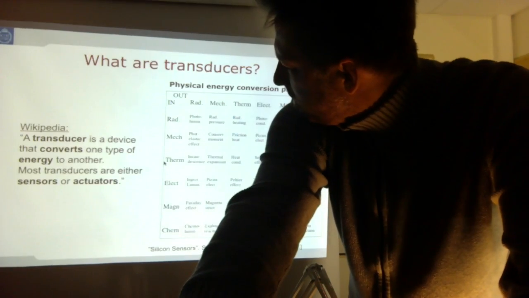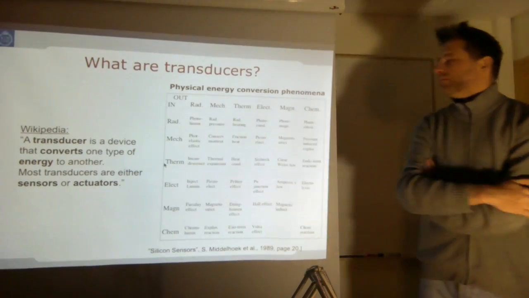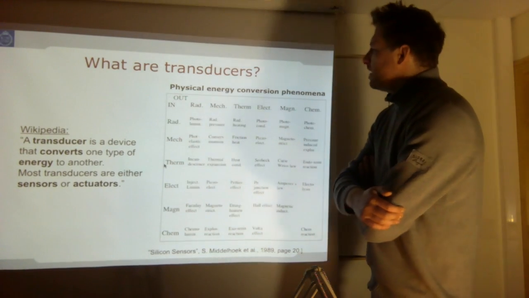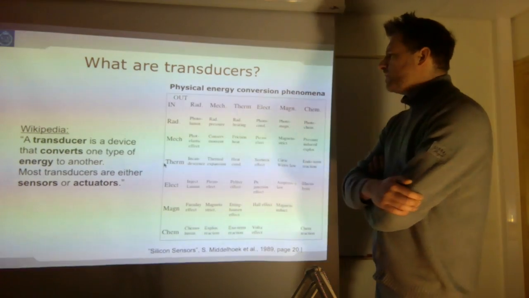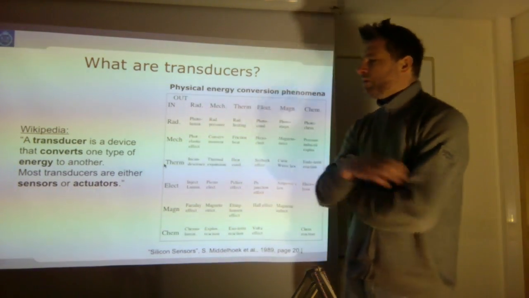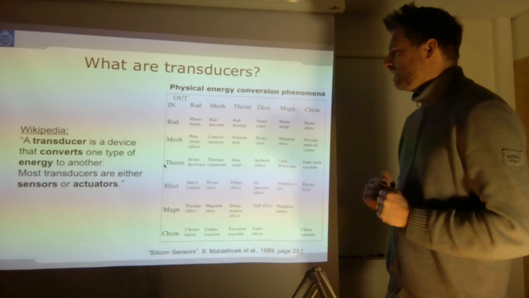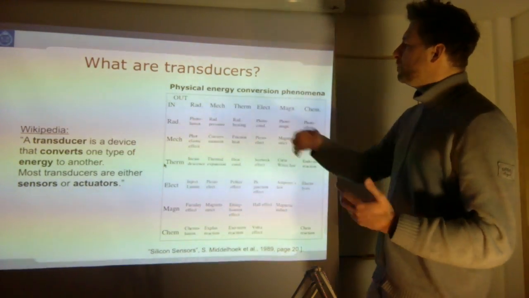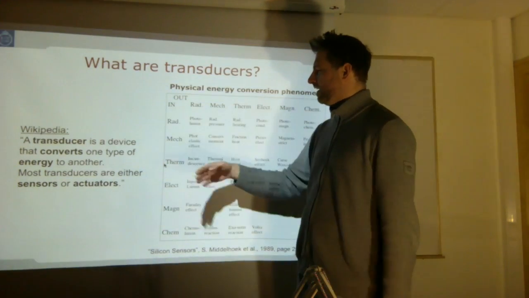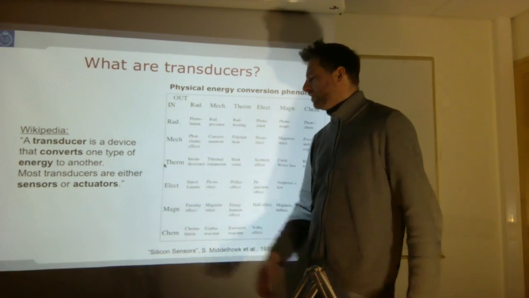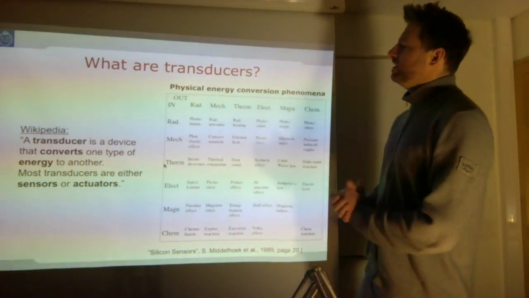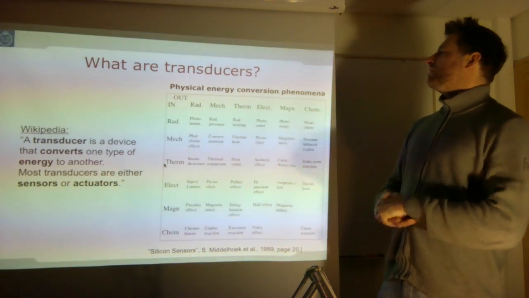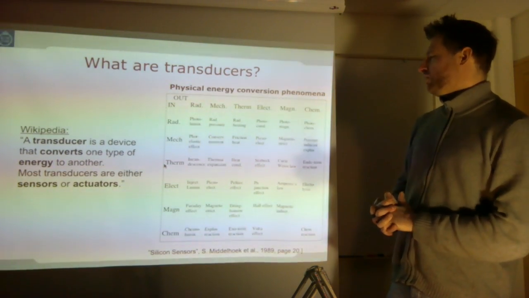So first, what are transducers? A transducer is a device or a system that converts one type of energy to another type of energy. And there's several ways of doing that. You can convert input energy such as radiation or mechanical energy or thermal, electrical, magnetic, chemical energy into any of the other types of energy. And there's several systems that can do that, and also several fundamental physical processes that can be used for that.